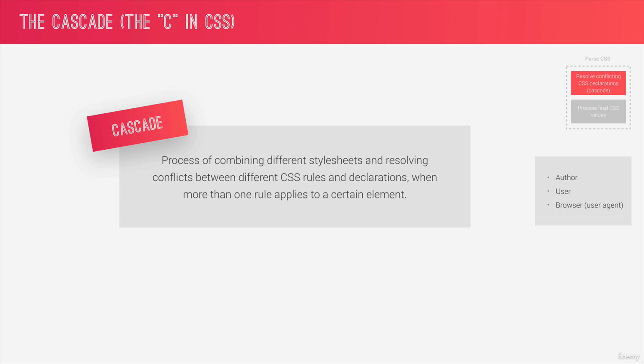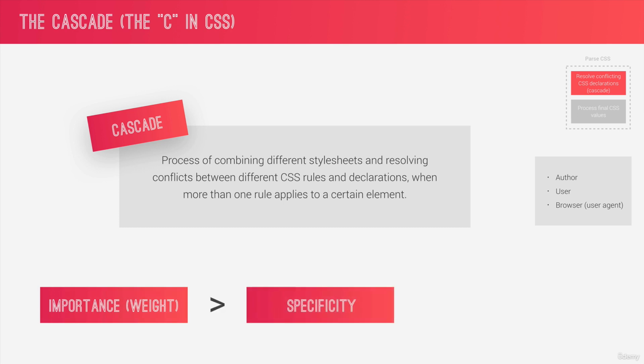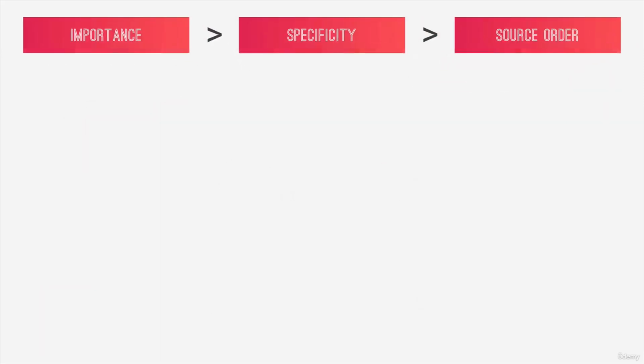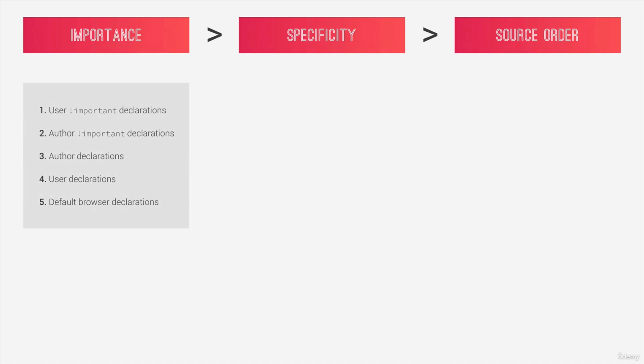But how does the cascade actually resolve conflicts when more than one rule applies? Well, what it does is to look at the importance, at the selector specificity, and the source order of conflicting declarations, in order to determine which one takes precedence. And here's how that works. First off, the cascade starts by giving the conflicting declarations different importances, based on where they are declared, so based on their source. The most important declarations are user declarations marked with the important keyword.